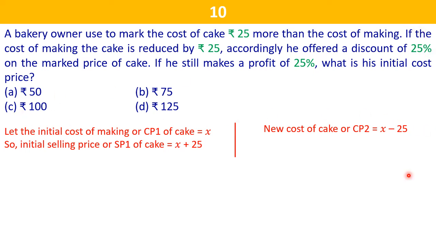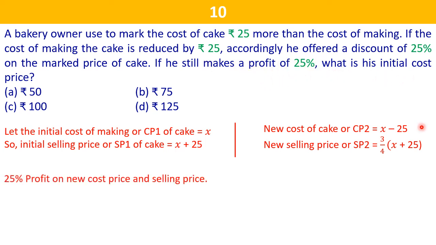25% discount means he is selling at 3/4 of the previous selling price. So the new selling price, so-called SP2, is 3/4 of X plus 25. By doing this, he still makes a profit of 25%. If 25% is the profit on the new cost price by selling it at 3/4 of X plus 25, then what is the relation between SP2 and CP2?